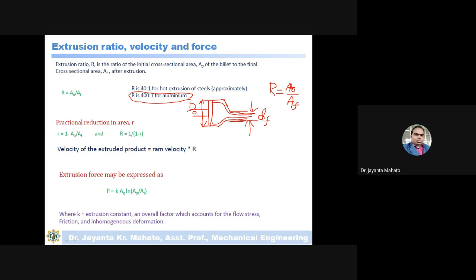Another parameter is fractional reduction in area. This is nothing but r equal to 1 minus 1 over R. So just putting the value of R, that is A naught minus Af over A naught.